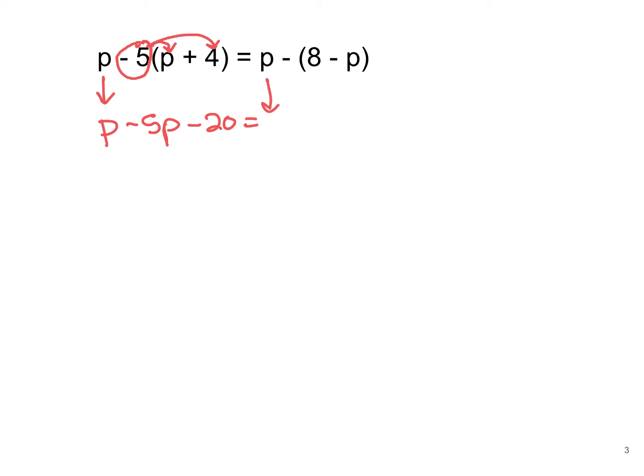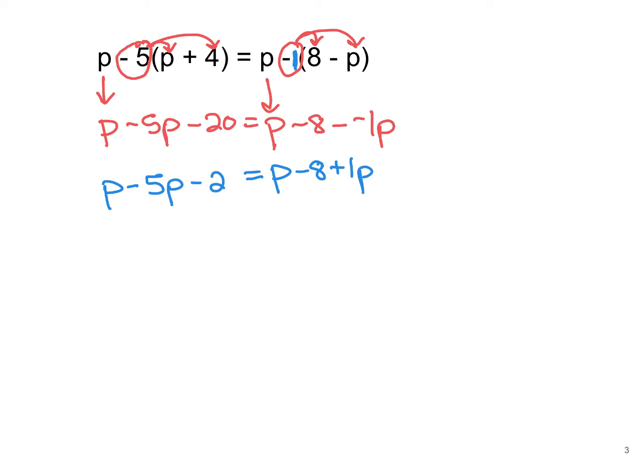Then I still have this p by himself. And remember, if I have a negative sitting on the outside, that's technically -1. So I have -1 times 8, which is -8. And then I have -1 times p, which is -1p. And remember, minus and negative, the same as adding, so it's really p minus 8 plus 1p, and then I have p minus 5p minus 20, okay? So if you don't understand how to do that, pause, go back, and look at it again, and go over it.